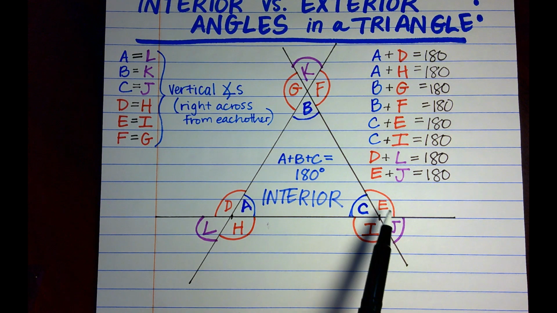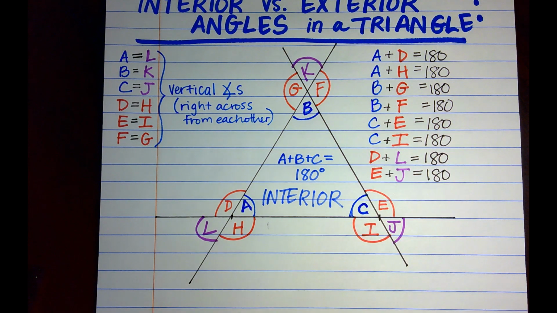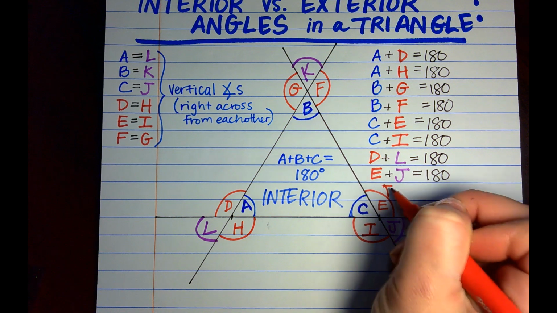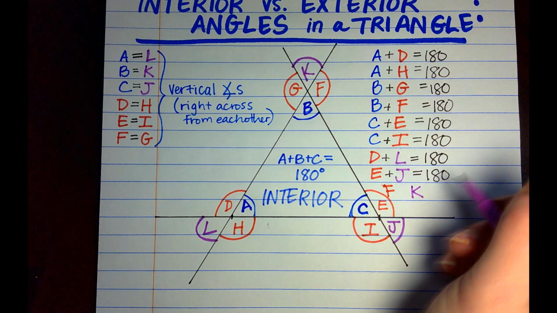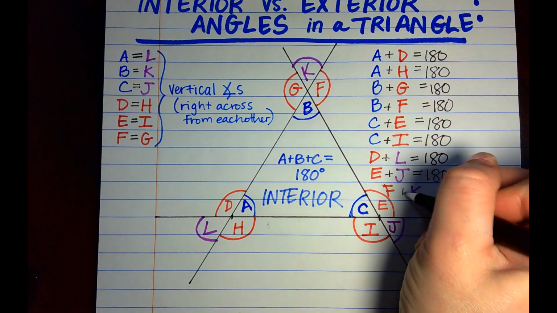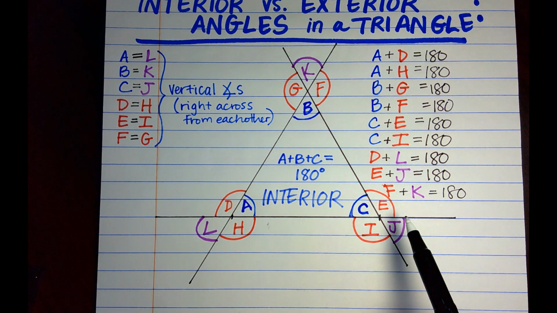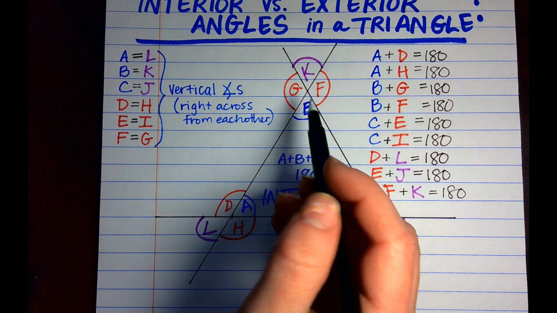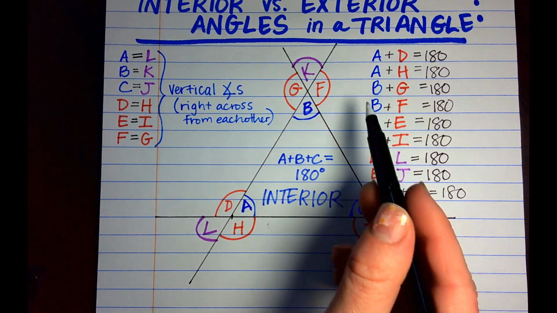Okay, so E and J is 180. What's the other one with E? E and C. And sure enough, we've already listed that one. So we're good on E. How about F? F and K equals 180. Anything else with F? We already did F and B. It's already down here, so we don't need to write it again.